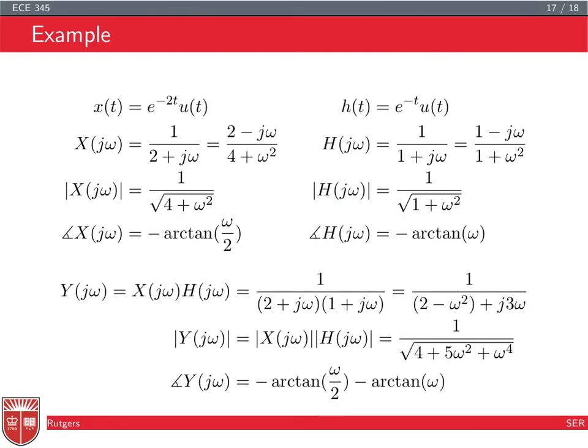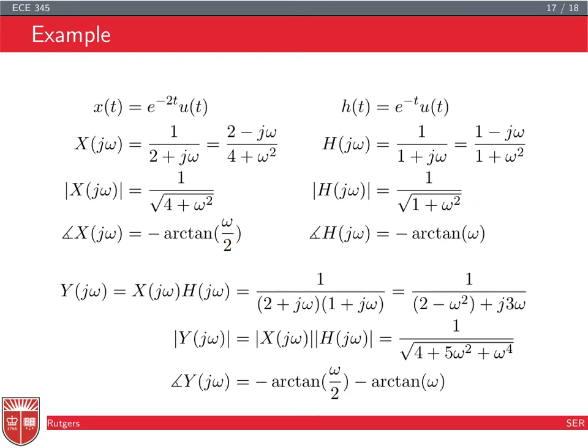So X of j omega, the CTFT of the input, is 1 over 2 plus j omega, and if you multiply by 2 minus j omega and 2 plus j omega, you will get this formula here. Now if you find the magnitude, it is going to be equal to 1 divided by the square root of 4 plus omega squared. You can get this immediately by noticing that the magnitude of X of j omega is 1 over the magnitude of 2 plus j omega, and this is how you get this one. And the phase is minus arctangent of omega over 2.